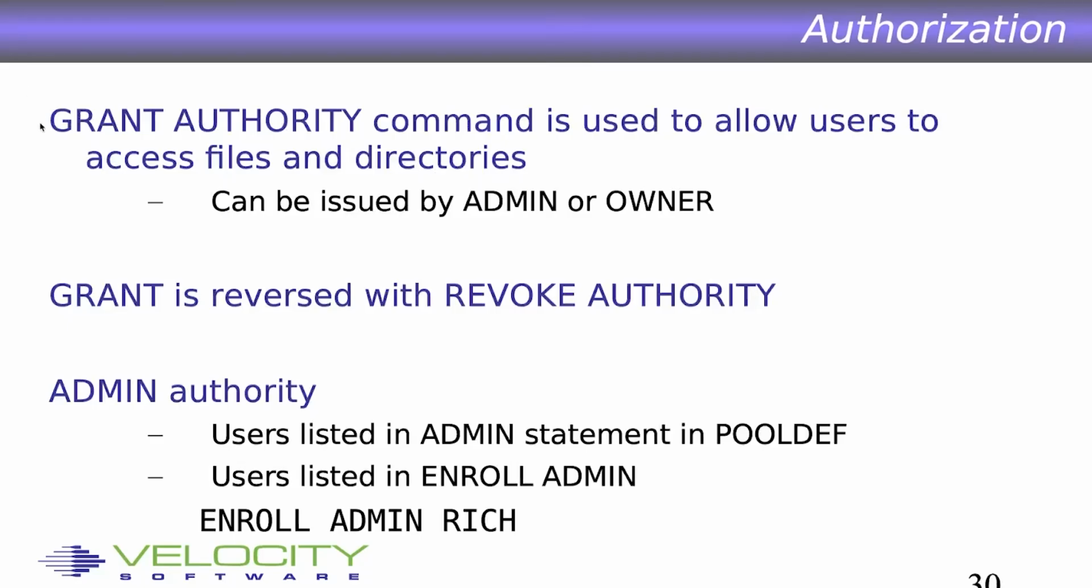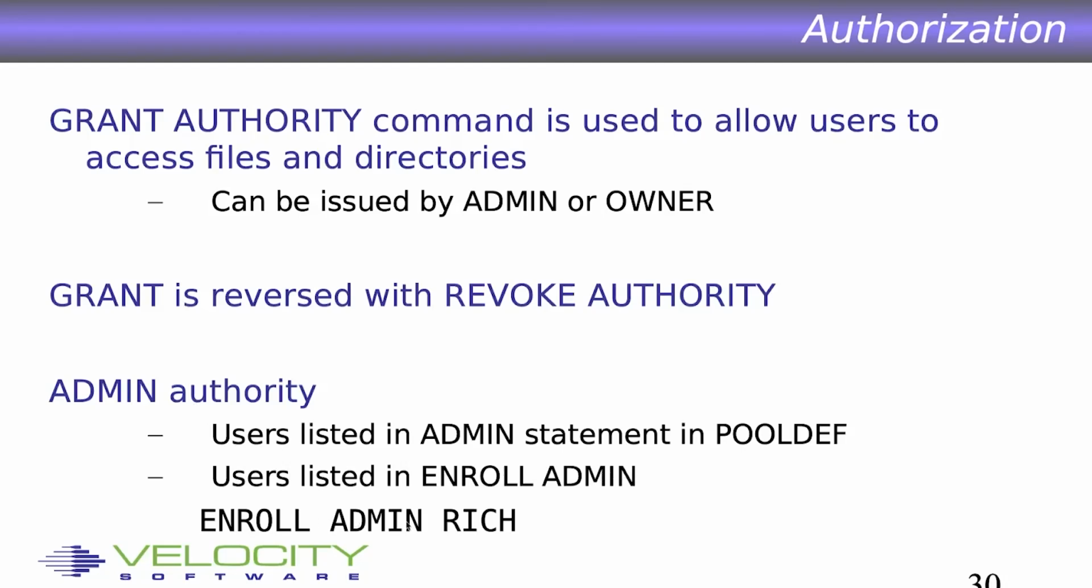The grant authority command is used to allow users to access files and directories. It can be issued by the administrator of the file pool or the owner of the directory. Grant authority is reversed with the revoke authority command. And admin authority is granted to users listed in the admin statement in the pool def file, or users listed in the enroll admin command.